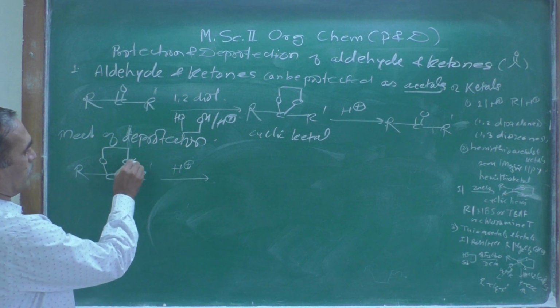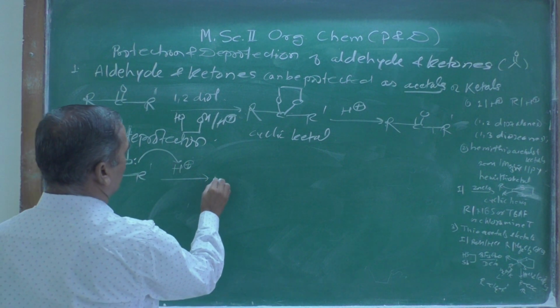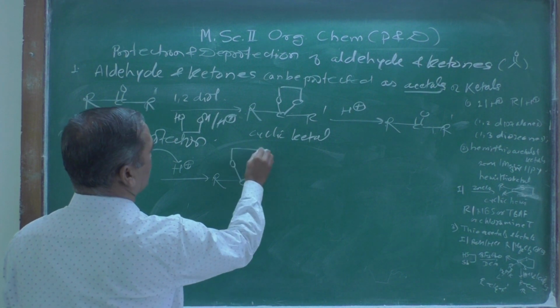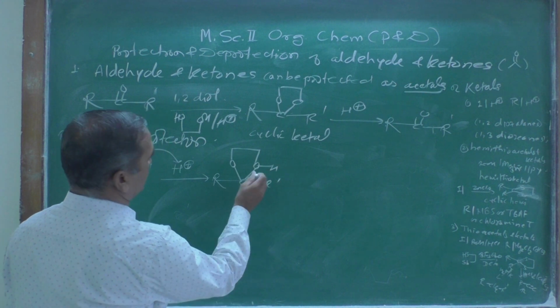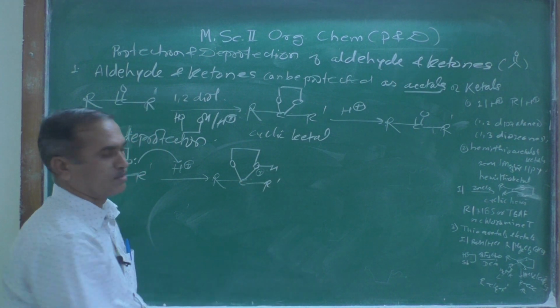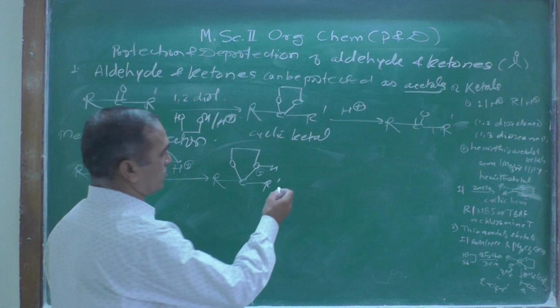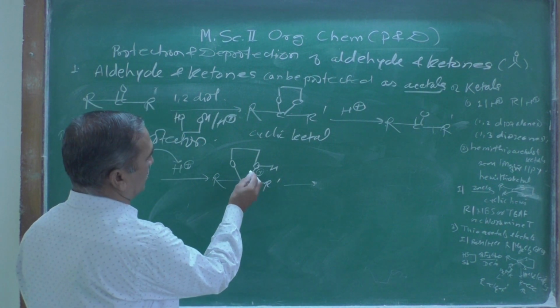The lone pair which is here is attacking that proton. You are going to get R, C, then O, CH2, O, H, this one, R dash. The positive charge comes on that oxygen atom. Whenever positive charge comes on that oxygen atom, that becomes highly unstable.